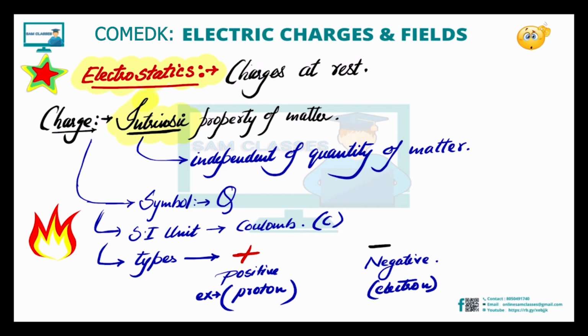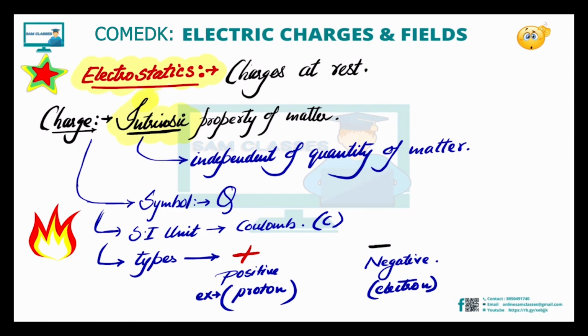So what do you mean by intrinsic property of matter? Intrinsic means anything which is independent of quantity of matter. Whether you take 1 gram of matter or a very big quantity of matter, this property will always be there. It doesn't depend on the size or quantity of the matter.